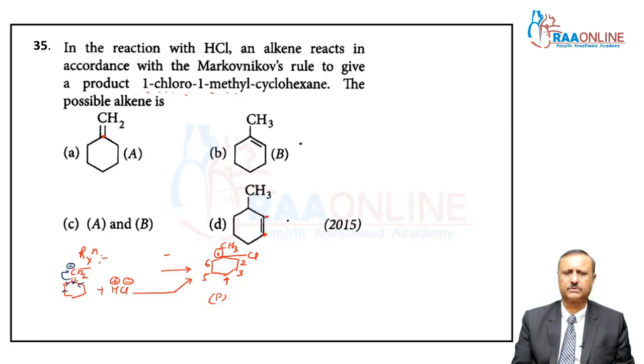So my dear students, a positive charge is developed on this carbon atom, and when this positive charge is developed, this chlorine atom attacks on this carbon atom. So you get this Cl, and H plus ions attack on this CH2. That's why you get the CH3. In this way, when this alkene reacts with HCl, it forms 1-chloro-1-methyl cyclohexane. Now, this is option A, and when we see option number B, option number B is this one.